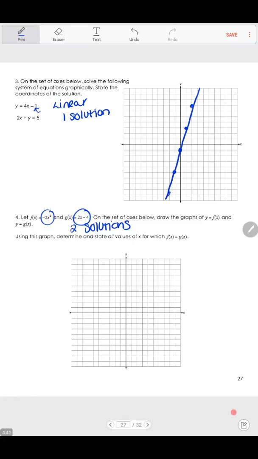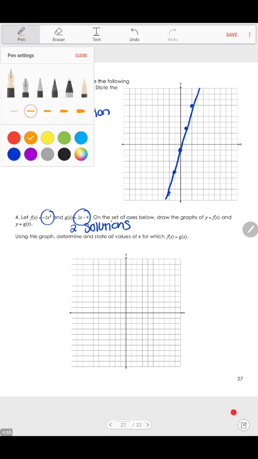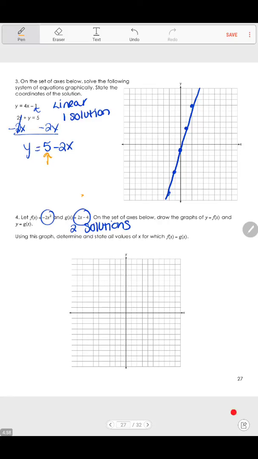Make sure when you're graphing these, you go to the ends of the graph. The second one, I need to get into y equals mx plus b form. So I get y equals 5 take away 2x. I'm going to graph that in a different color. This one has a y-intercept of 5. Then the slope is going to be going down 2 spaces and over 1. And I can already see where my points intersect, but I'm still going to go ahead and graph the whole thing.